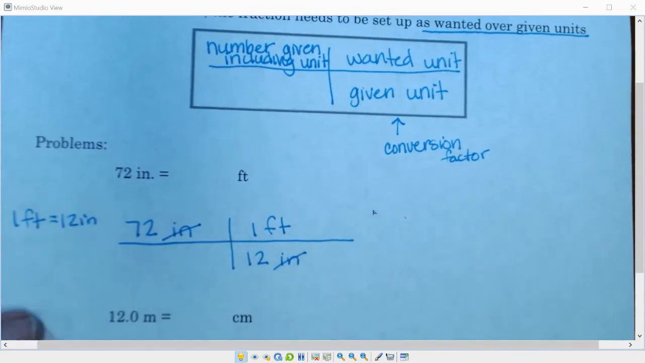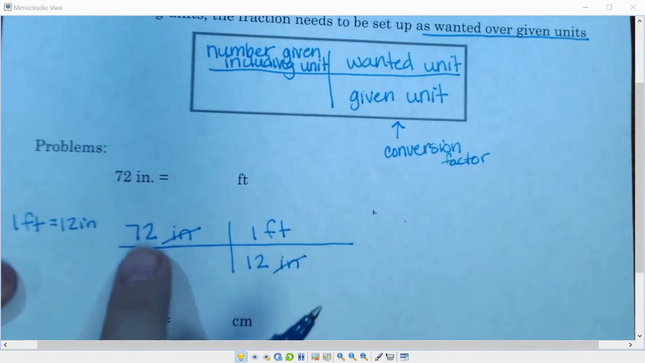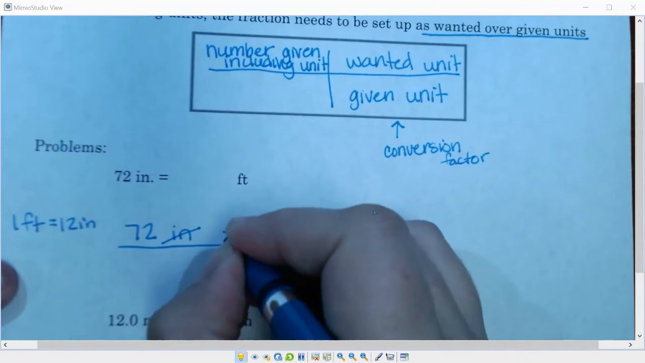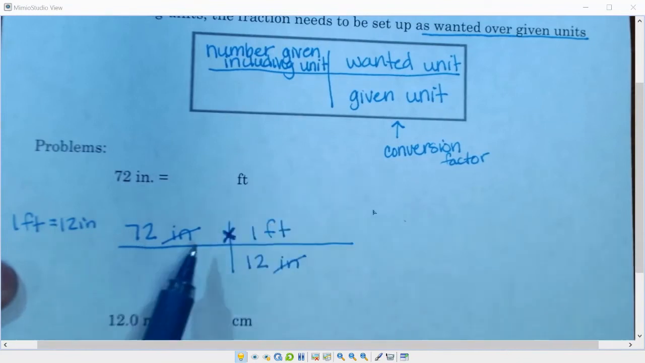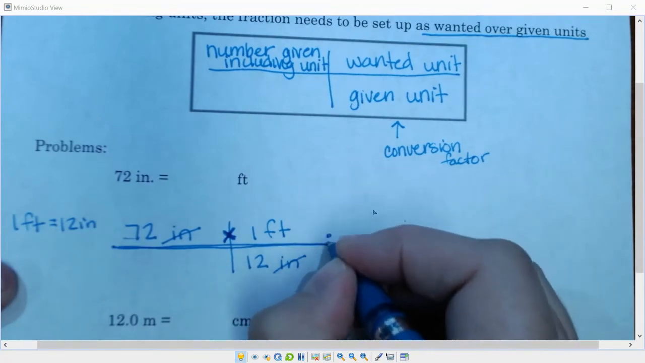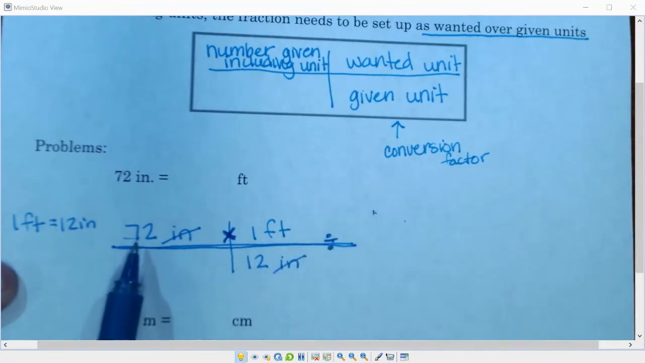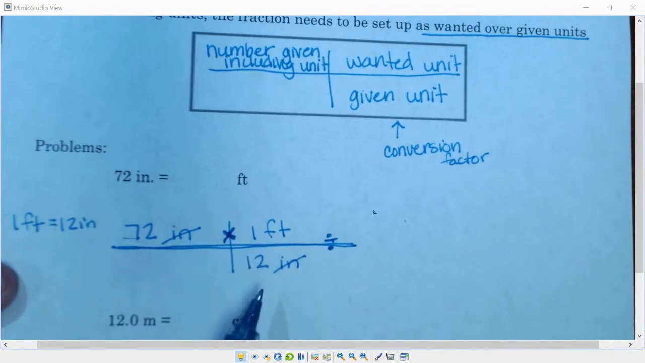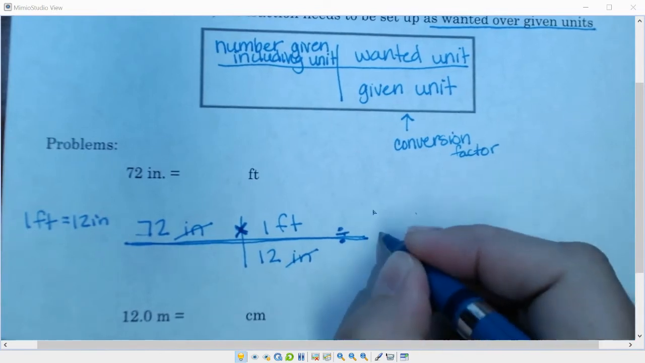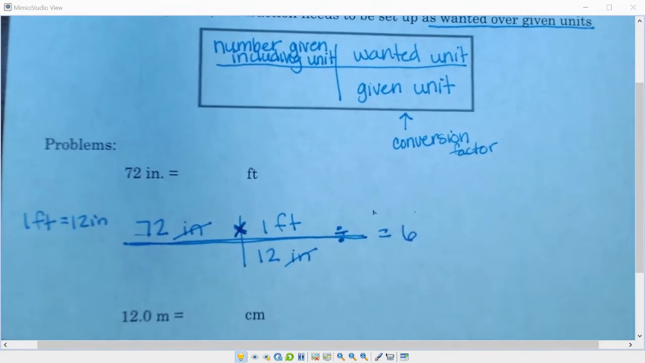And now the math. Anytime you see a vertical line, you should think multiplication. So I'm going to go 72 times 1, 72 times 1, because there's a vertical line separating them. Any horizontal line is division. So this is where division happens. So 72 times 1 divided by 12. And I plug that into my little calculator. And this comes out to be a perfect 6.